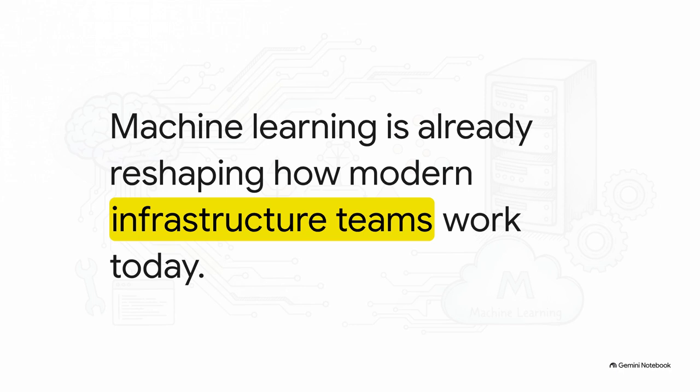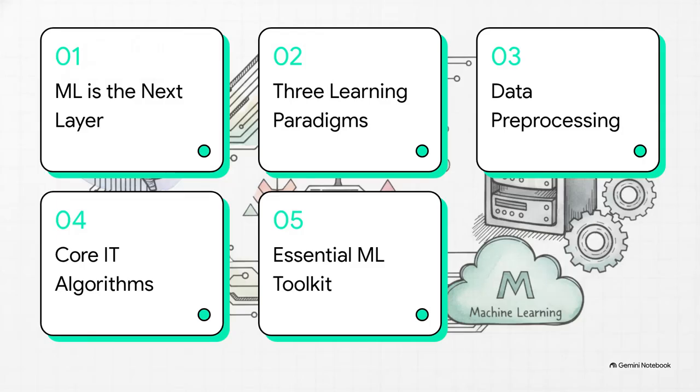We're talking about anomaly detection that can catch a massive memory leak right before it takes down a mission-critical server, or predictive maintenance on storage arrays. These tools are live. They're running in production right now. And as intermediate IT pros, you are in the perfect spot to just grab the reins. Here's our roadmap for Chapter 8. We'll cover how ML is the next layer, the 3 learning paradigms, the 80% rule, core algorithms for IT, and finally, your essential ML toolkit.